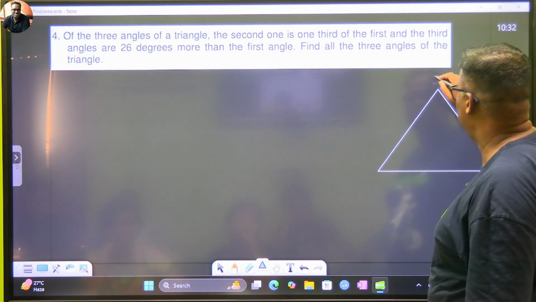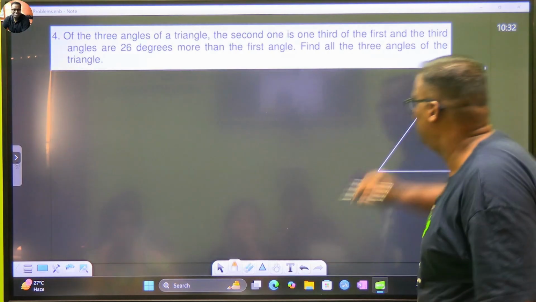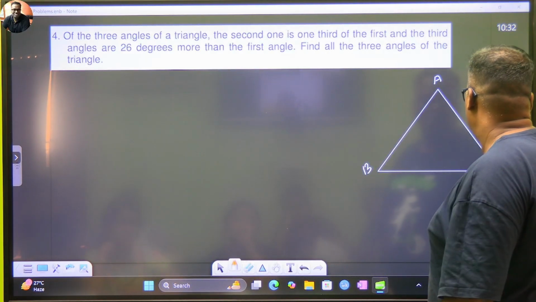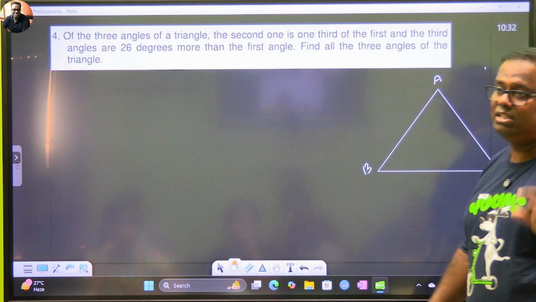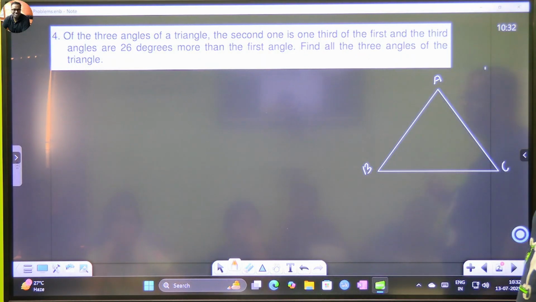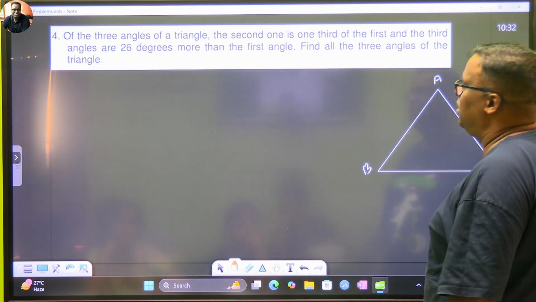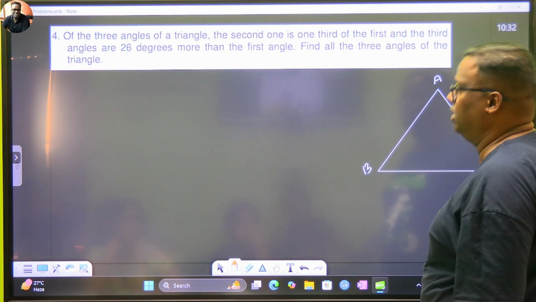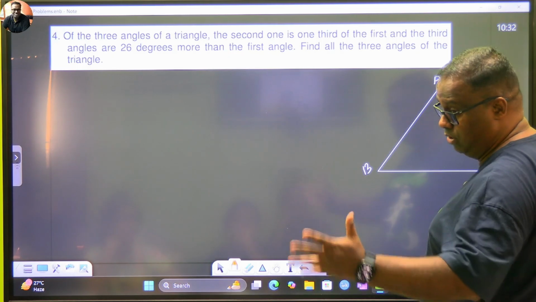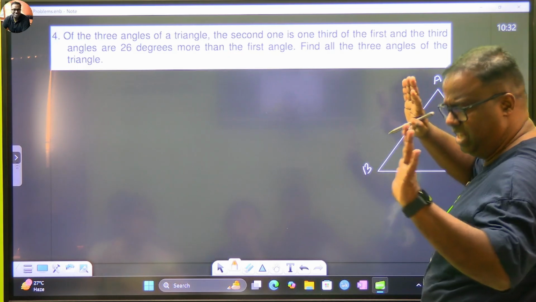So let's say this is our triangle A, B, C. Always remember, if you add the three angles of a triangle, it's 180 degrees. Okay. Sum of three angles is 180 degrees. That's our basic logic. So let's see. One of the three angles of a triangle, let's say that is angle A.